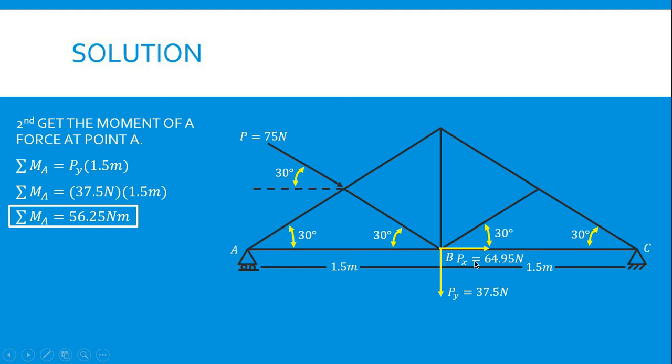I know you are asking why P of x is not included in the moments, because it is in the same line, going in the same direction as the point A, which is the x-axis. So automatically there is no distance that can apply to the P of x. So the summation of moments of A is equivalent to 56.25 Newton meter.